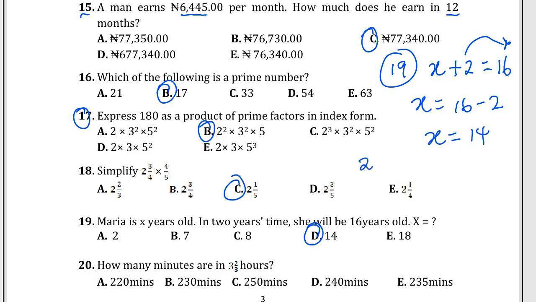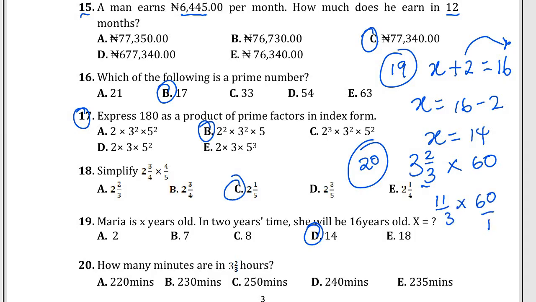Question number 20 says, how many minutes are there in 3 whole number 2 over 3 hours? Since 60 minutes make 1 hour, just multiply by 60 to get your answer. Now change 3 whole 2 over 3 to an improper fraction. 3 times 3 is 9 plus 2. That's 11 over 3 times 60 over 1. 3 into 60 is 20. 11 times 20 is 220. That's 220 minutes, A.